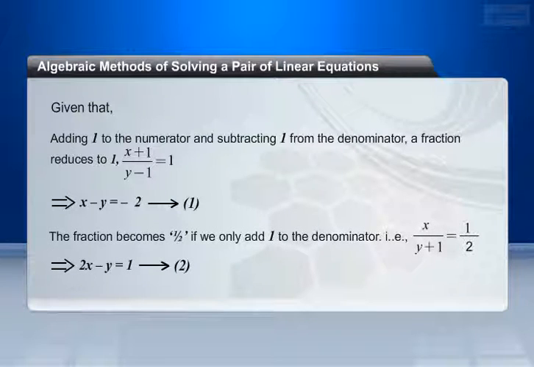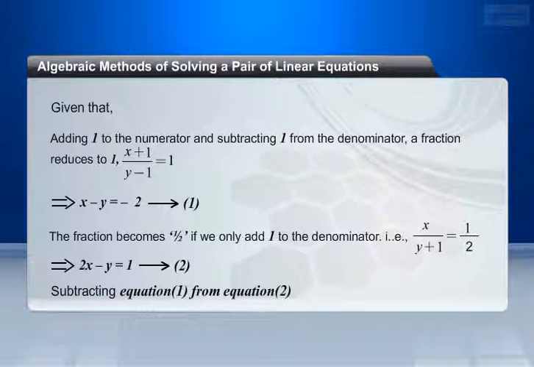And also given that, the fraction becomes 1 by 2 if we only add 1 to the denominator. That is, x divided by y plus 1 equals 1 by 2. By cross multiplication we get 2x equals y plus 1. This implies that 2x minus y equals 1, make it as equation 2.